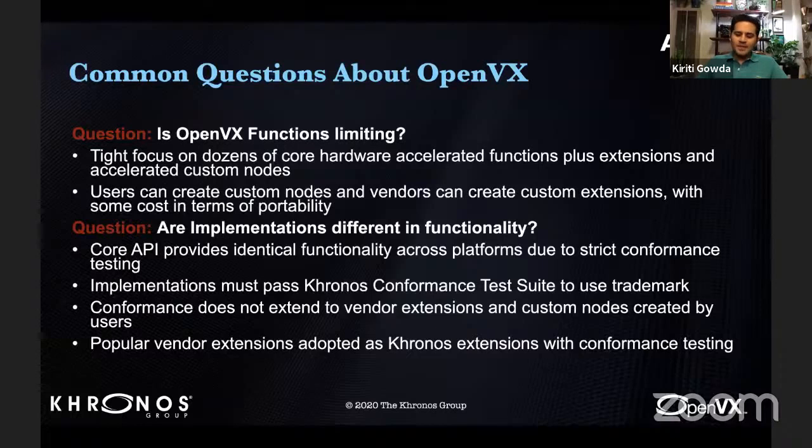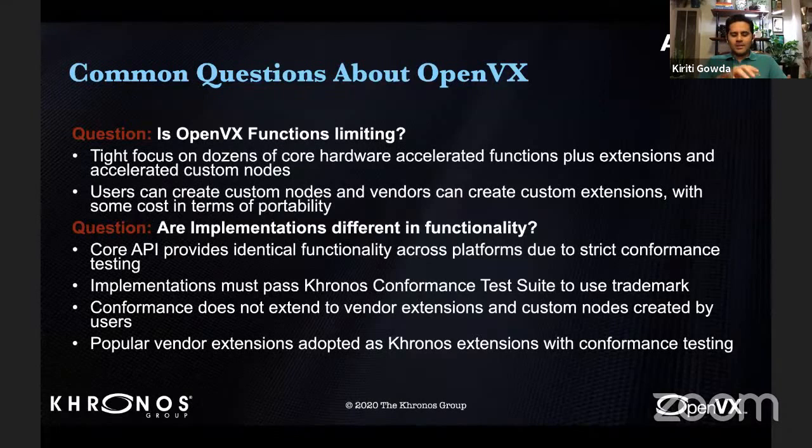And if you need another node or if you need something which is not there in the API, you can always extend with custom extensions. You can write simple custom nodes where OpenVX allows it. And it also gives developers and vendors options to create new OpenVX extensions. And I'll talk about it in the next topic.